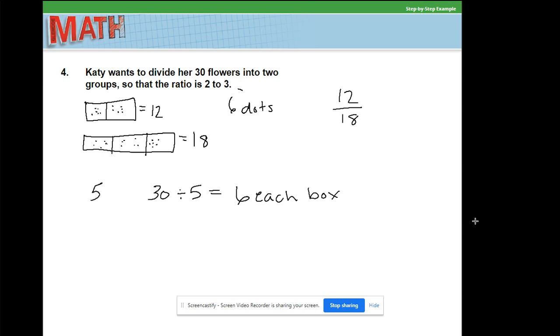So if there's 6 in each box and I want to multiply the first 2, I would get 12, and then my other ratio is 3, which is 18. So my ratio would be 12 to 18.